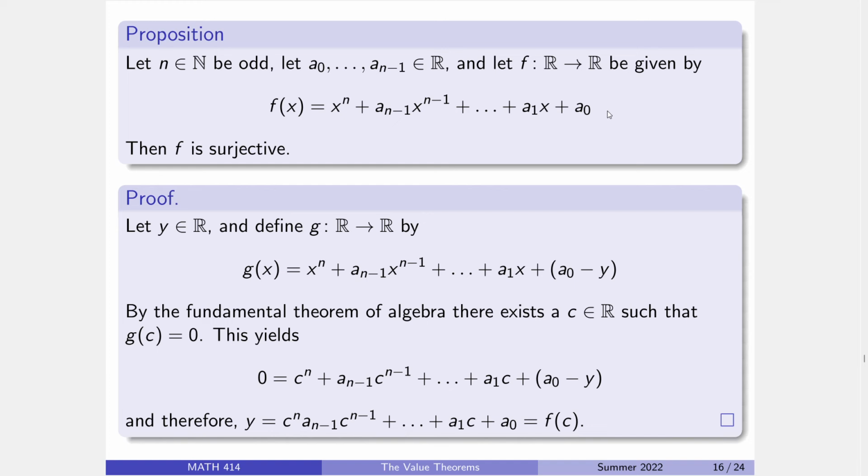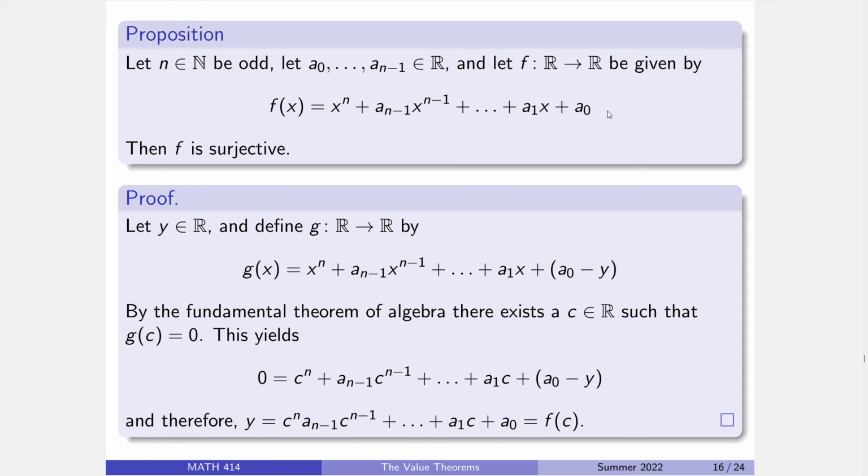Now, obviously, the fundamental theorem of algebra does not apply for even degree polynomials. X squared plus 1 is never equal to 0. X squared plus 1 is obviously not surjective. But x squared plus 1 has an absolute minimum, and every value bigger than the minimum is obtained. That's what we're going to prove.